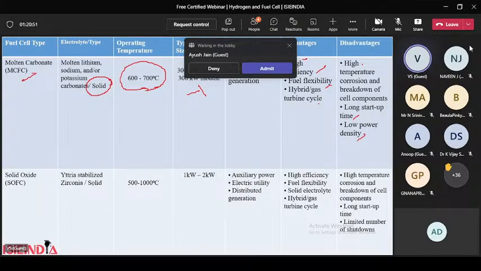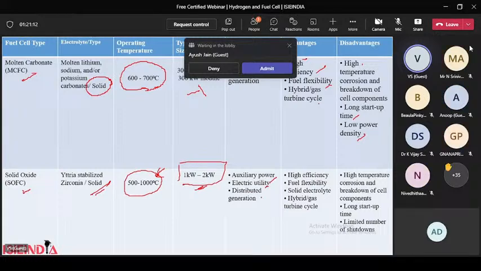Now coming to the next fuel cell, which is a solid oxide fuel cell. It has a solid type electrolyte, and its operating temperature is even higher as compared to MCFC. The stack is 1 kilowatt to 2 kilowatt, and the applications are auxiliary power, electrical utility, and distributed generation. Its advantages are high efficiency, fuel flexibility, and a solid electrolyte.